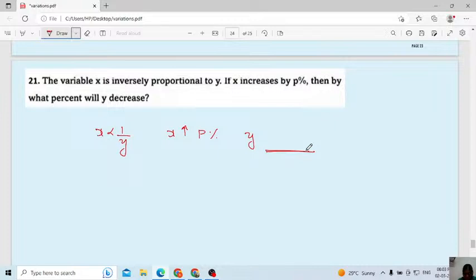Yes, Radhika, P, whether P percent will increase or decrease. What percent will y decrease? P percent. Yes, the answer will be P, y will decrease. Because here they have given both are inversely proportional, means not 1 by P percent. P percent it will decrease. No, no, no, Sahana, not 1 by P. Only P. Only P.